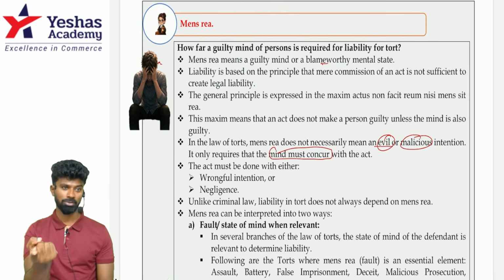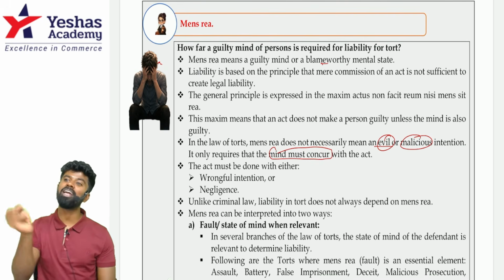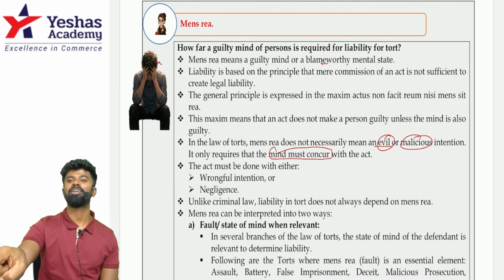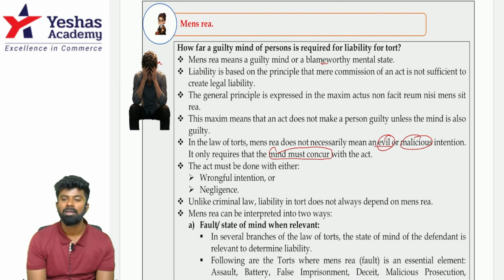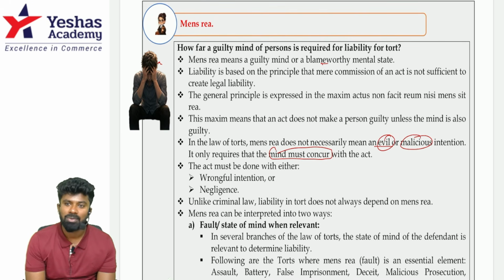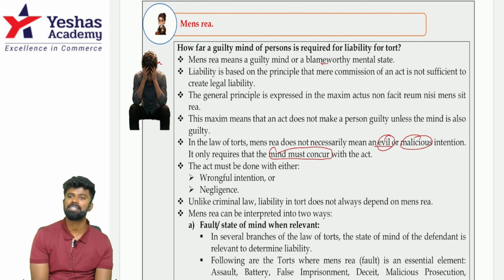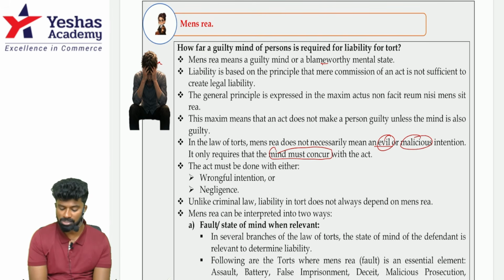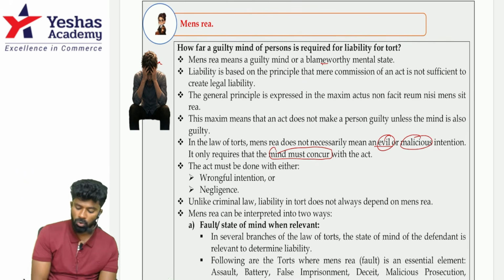If I slap you, I know I'm slapping you, and I'm doing it consciously. It means I'm doing it intentionally. Then it becomes wrong. Clear with this? What is the principle of wrong? Actus non facit reum nisi mens sit rea. An act itself does not make a person guilty unless the mind is also guilty.